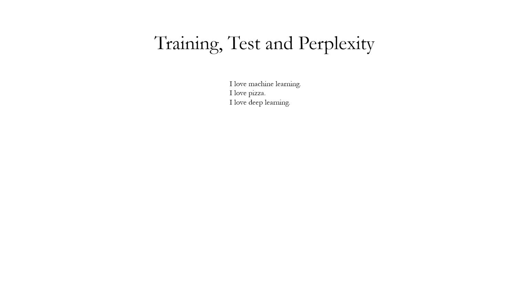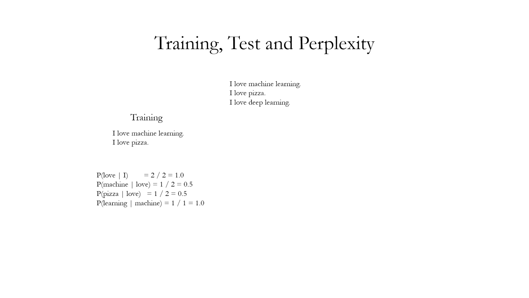So let's say we've got this corpus. I love machine learning. I love pizza. I love deep learning. We train it on I love machine learning. I love pizza. We calculate the following probabilities or maximum likelihood estimates. The test is I love deep learning.